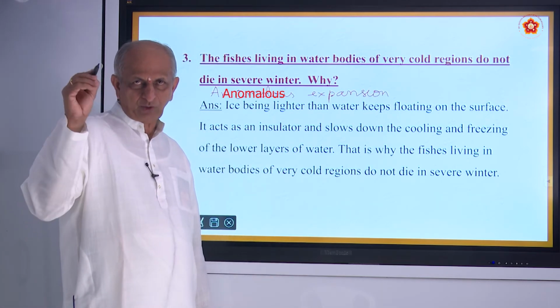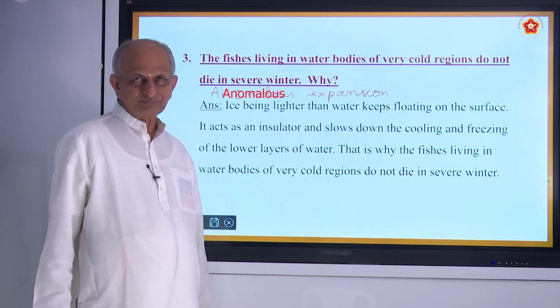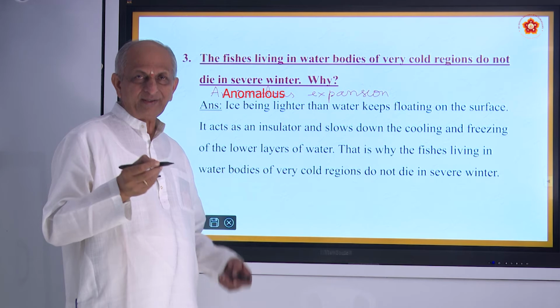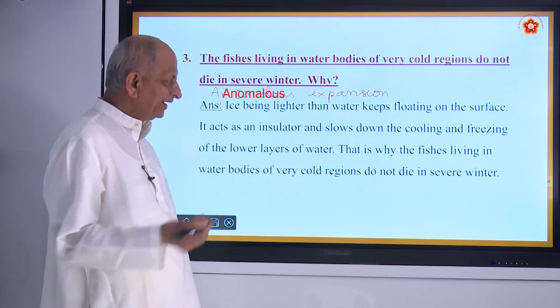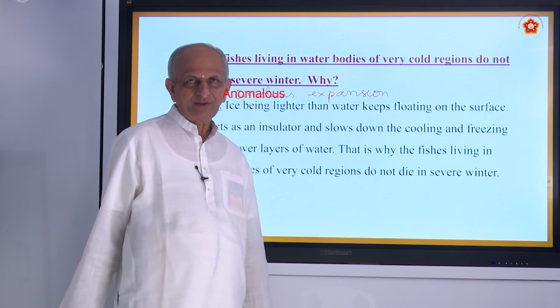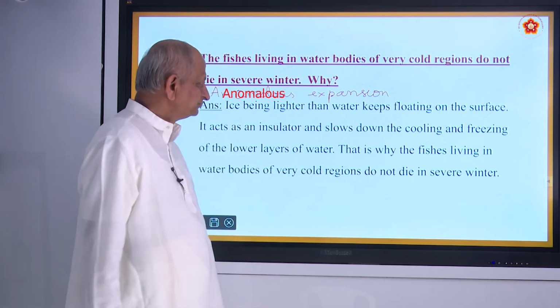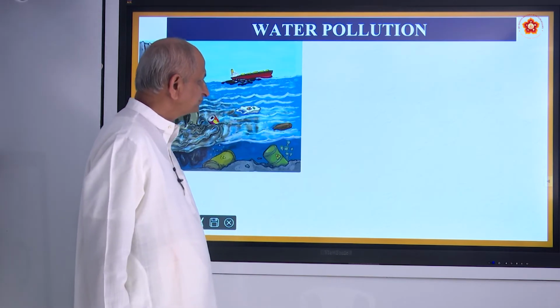From 0 to 4, water contracts, and 4 to 0, water expands. That's how the ice is formed. So this is called special property only for water. It is called anomalous expansion of water.